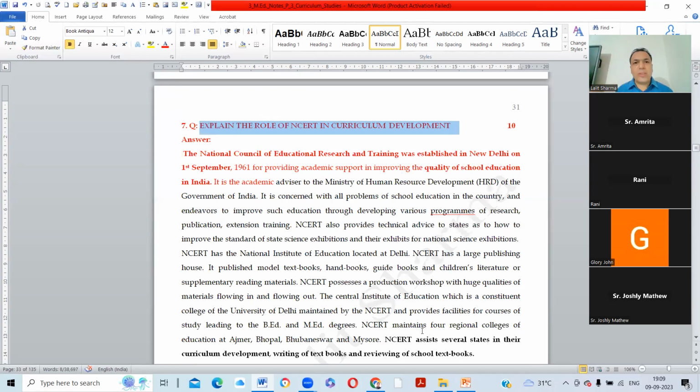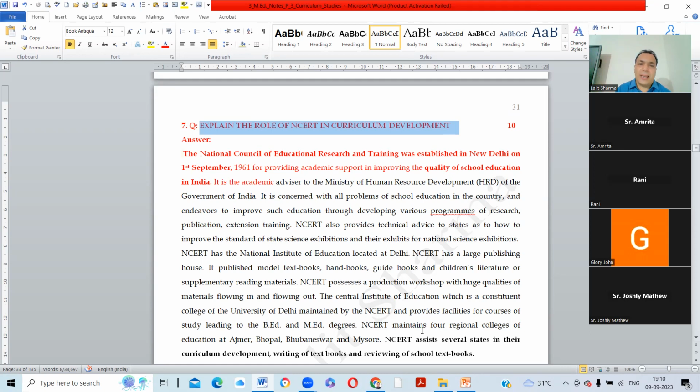Actually, when you see the whole syllabus, only then will you come to learn. So I advise all of you, you should go according to your syllabus. Even I say, first write your syllabus in your notebook. Once you write the syllabus, you will come to know some points from the different units. Now look, this question has come up, explain the role of NCERT in the curriculum development.